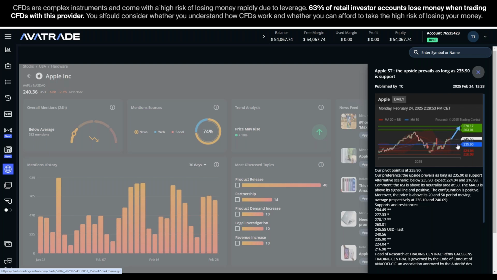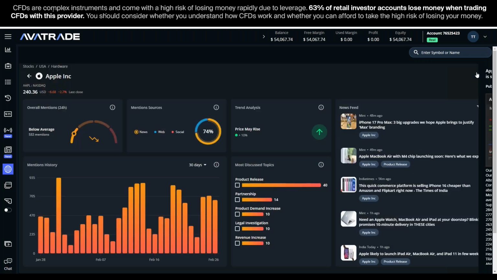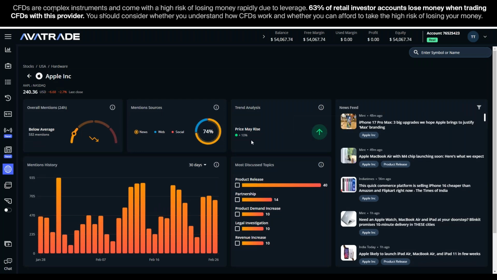If it breaks below the pivot line here. So very informative technical analysis along with the fundamental news. Okay, and you can read articles.